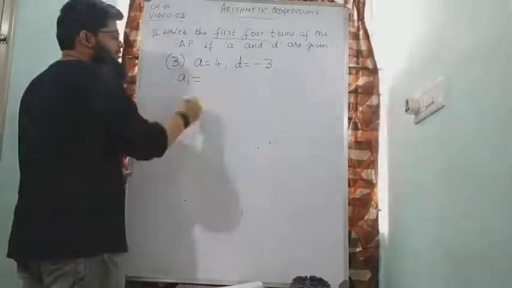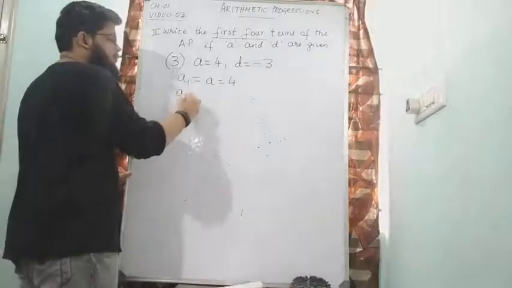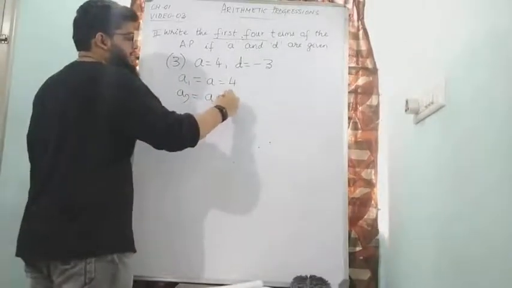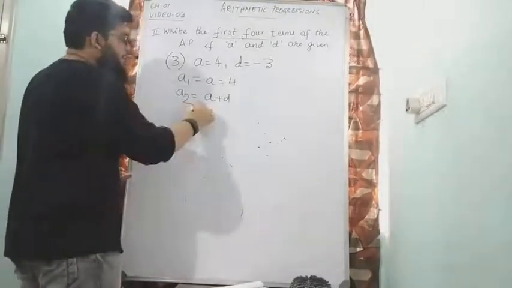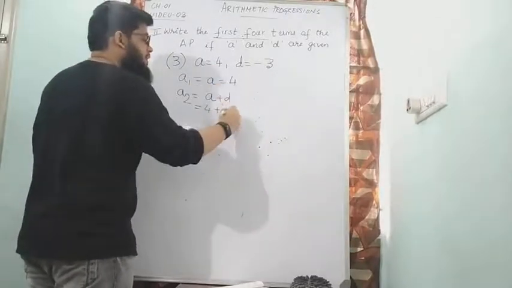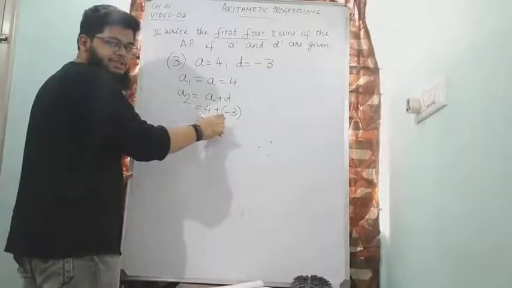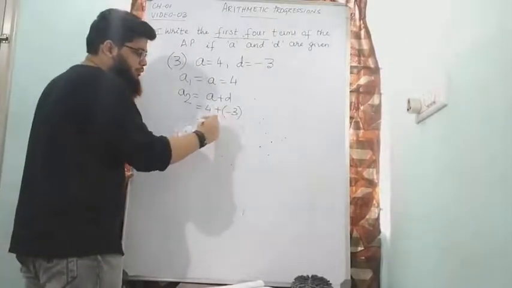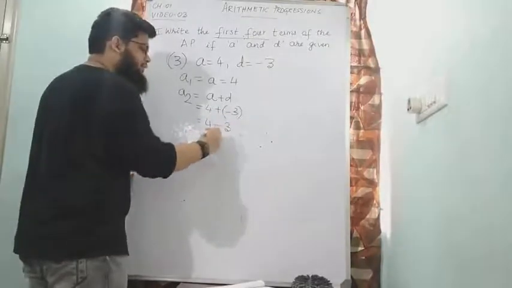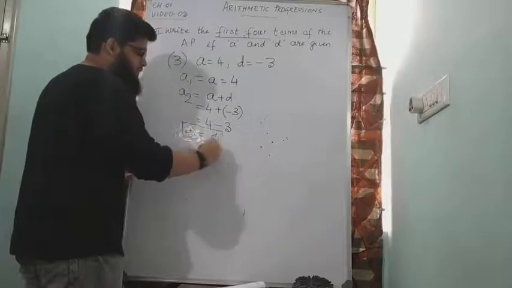The value of A1 is always A, which is 4. The value of A2 will be A plus D according to the general form. The value of A is 4 plus the value of D is -3. 4, this is into, right? Bracket represents multiplication. So plus into minus is minus, and 4 minus 3 is 1. So the value of A2 is 1.